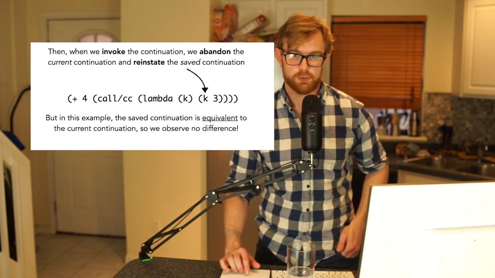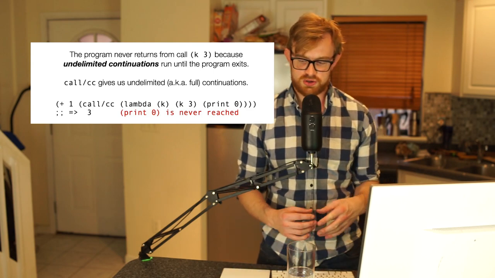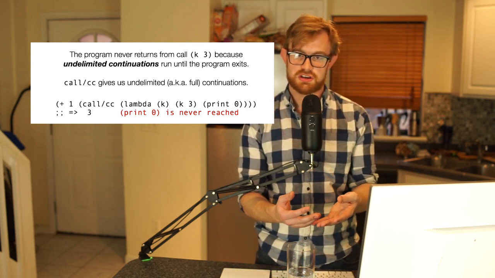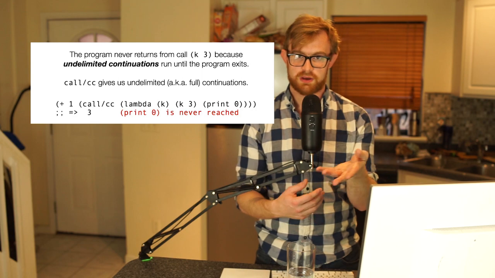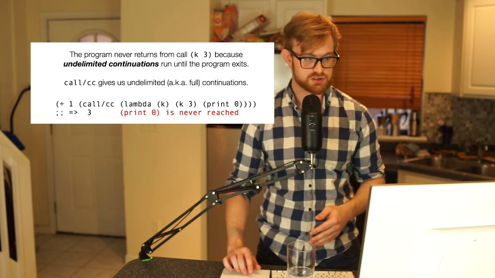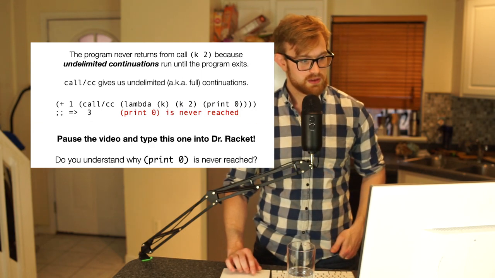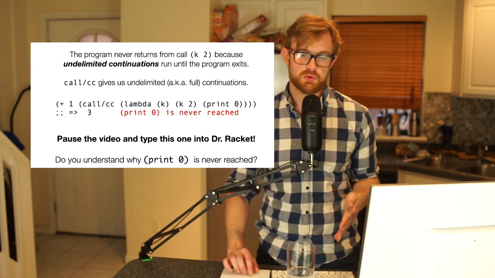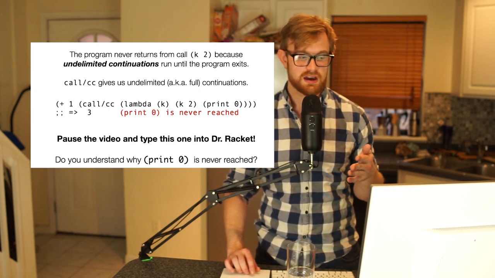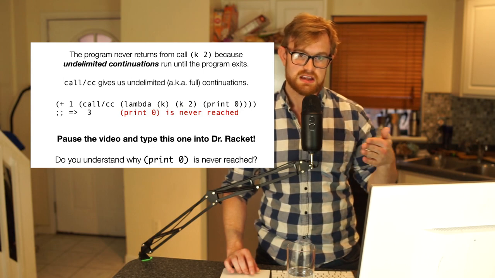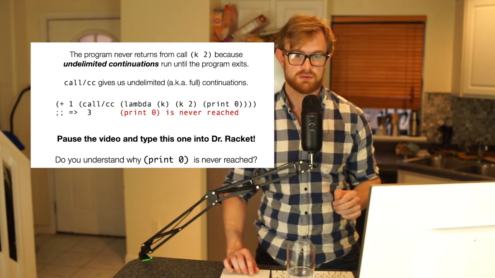So this is a little bit different. This is what's called a preemptive return. And you can sort of see how you might generalize this notion to being able to construct, for example, exceptions. And that's what we're going to do in the next lecture, all right? So pause the video right here, type this one into Dr. Racket, and make sure you can really understand why the print 0 is never actually going to be reached in this code.